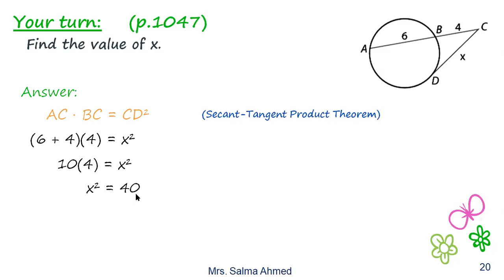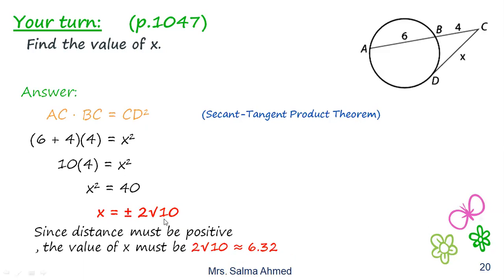So x squared equals 40. By taking square roots of both sides, x equals positive or negative 2 root 10. As it's not possible to have a length with a negative sign, I'm going to neglect the negative sign and take the positive answer, which is 2 root 10, which by calculator is approximately 6.32. So the x here is 6.32.